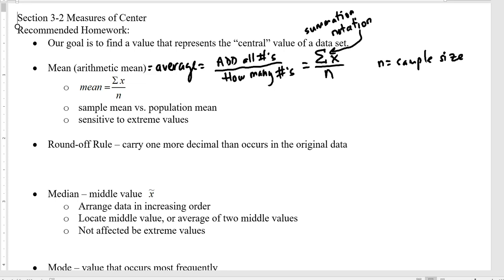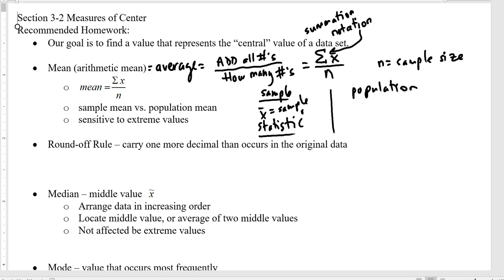The sample mean versus the population mean. The sample mean, we use the symbol X bar. Because it's from a sample, that makes this a statistic. A sample statistic.